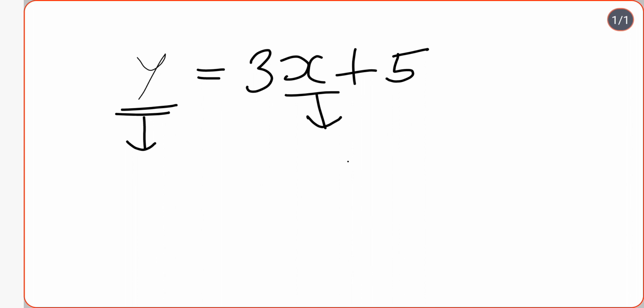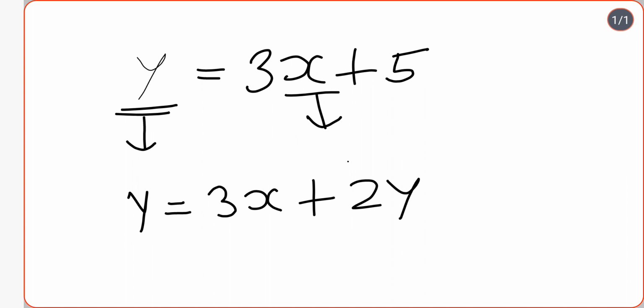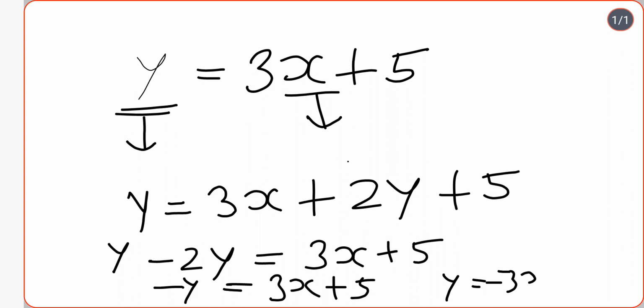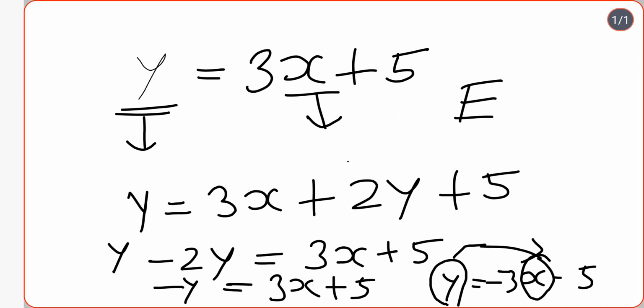Basically, when we can represent the dependent variable by the independent variable, then it is an explicit function. Just like y is equal to 3x plus 2y plus 5. In this function you can write y minus 2y is equal to 3x plus 5, so minus y is equal to 3x plus 5, and again you can write y is equal to minus 3x minus 5. So you can actually represent y by x. That means you can represent the dependent variable by an independent variable. So this is an explicit function.